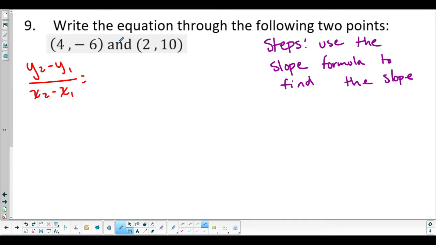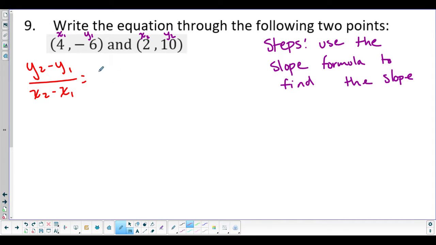So if I look at my 2 points that they give us, I can break it down and say, well, 4, that's an x value, and it's in fact the first x value that I see. This negative 6 is a y value, and it's the first one I see. So this must be x2, and this must be y2. Okay? And from there, you can just plug this in, and you might have to do a little bit of fancy simplification, whatever, but it's just math.